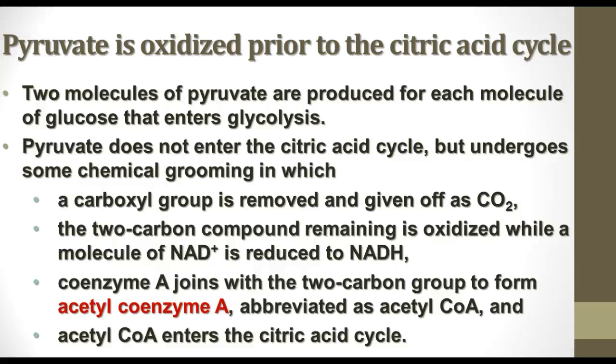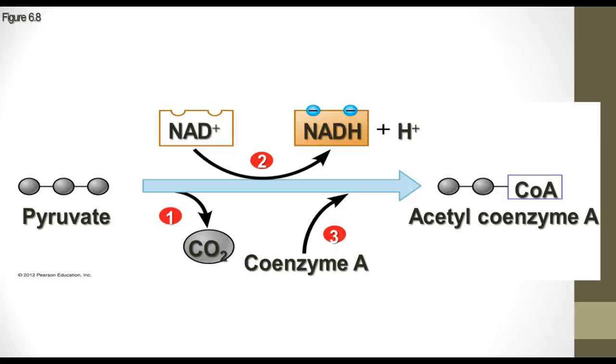And acetyl-CoA is going to transport that 2 carbon molecule that's left over from the grooming process to the citric acid cycle. So the pyruvate has a carbon dioxide removed, produces another NADH, and coenzyme A will carry the other part of the molecule to the citric acid cycle.